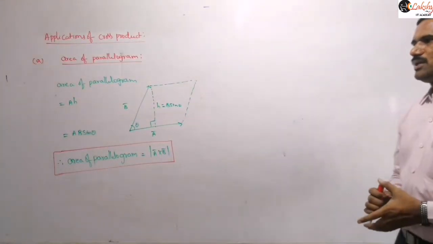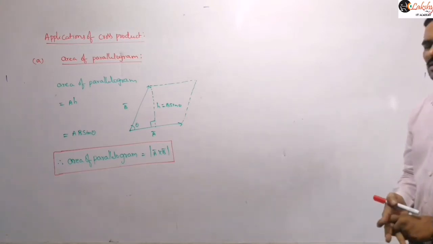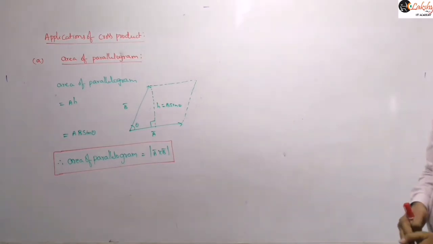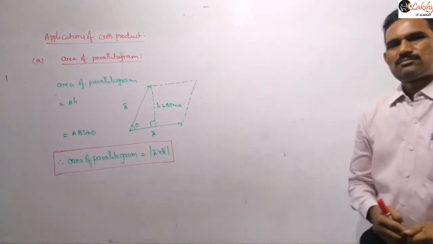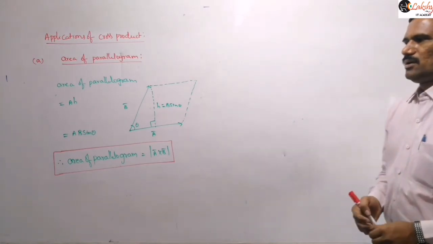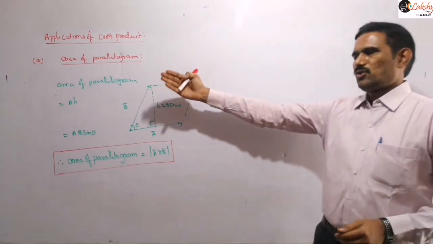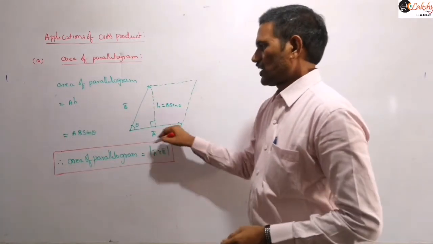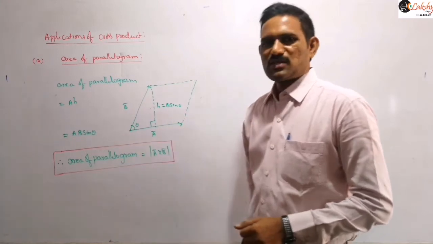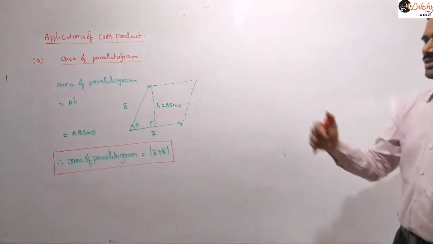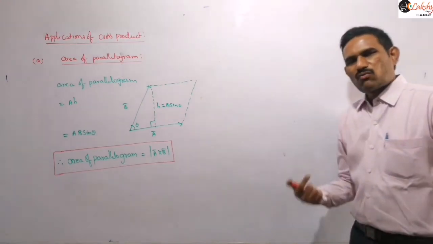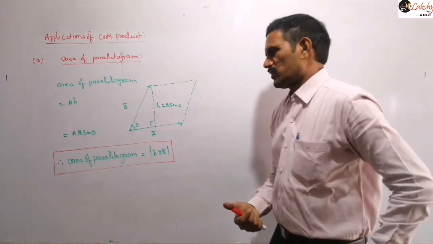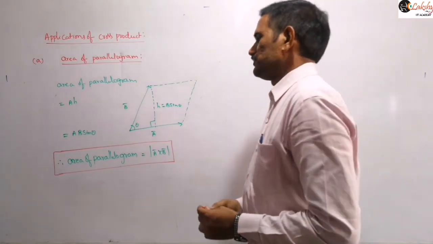Let A bar and B bar be the two adjacent sides of a parallelogram as shown. Then that is our formula here. We know the area of the parallelogram is equal to A into H. From the triangle or from the figure, we can write H is equal to B sin theta. Therefore, that is AB sin theta, the area of the parallelogram. So now we know, after completion of the cross product, that AB sin theta can be written as A bar cross B bar, right? So then let us write this.